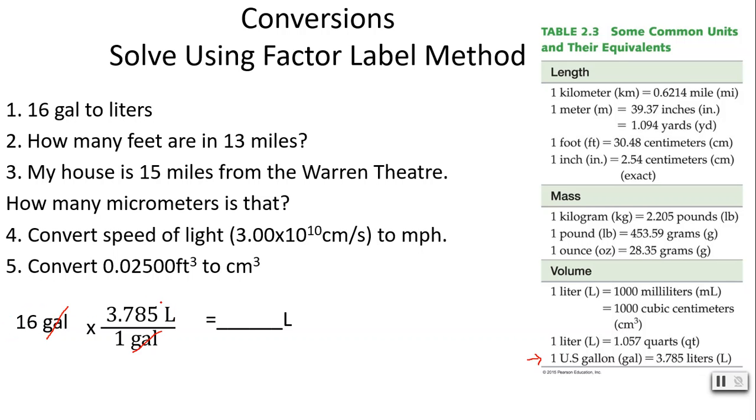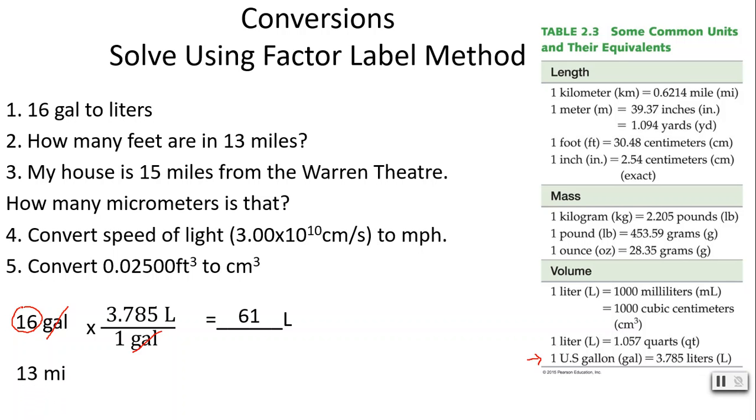I have liters in the numerator up top, which is great because that's the unit that I want. So when multiplying those two numbers and rounding to 2 significant figures, and I use 2 significant figures for my final answer because that's what I'm given in the problem here, my final answer is going to be 61 liters. So only one conversion factor was needed to solve that problem.